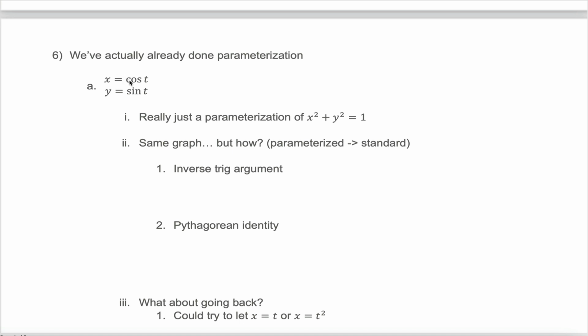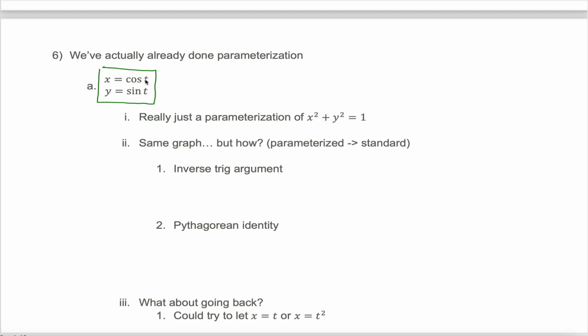We defined this function, the cosine of t, to be equal to the x coordinate on the unit circle at an angle of t. And we define the sine of t to be equal to the y coordinate on the unit circle at an angle of t. But really, if you don't think about that, if you just think about this as equations, this is a parameterization. The x coordinate is given as an equation of this parameter t, and the y coordinate is given as an equation of that same parameter t.